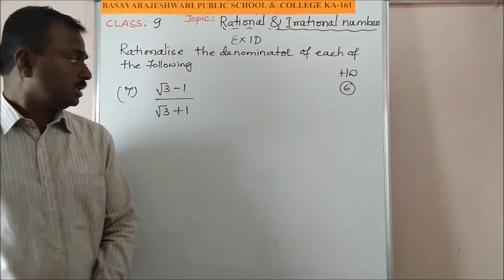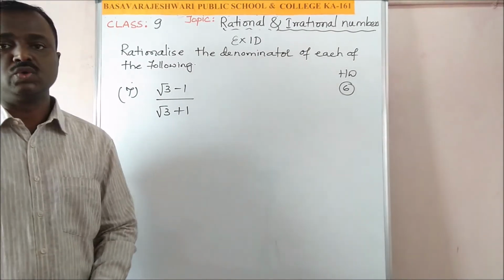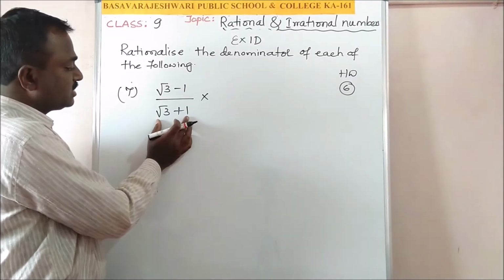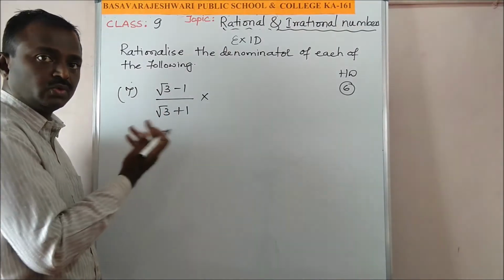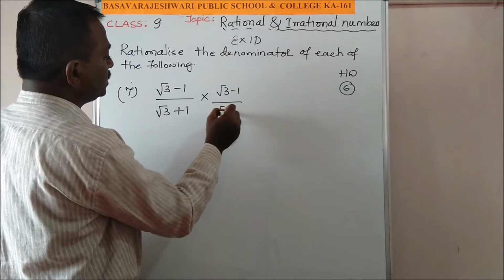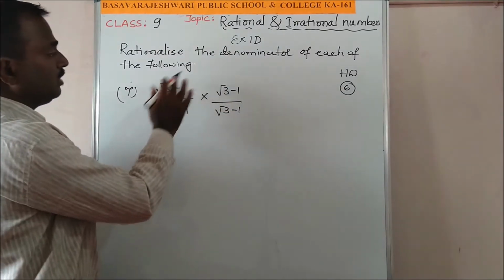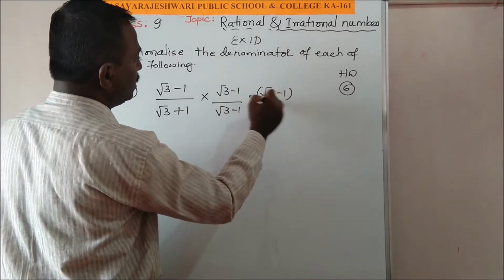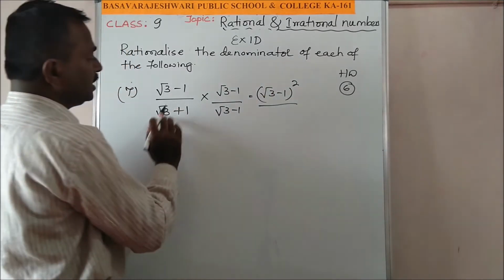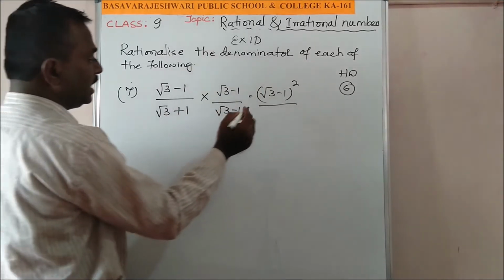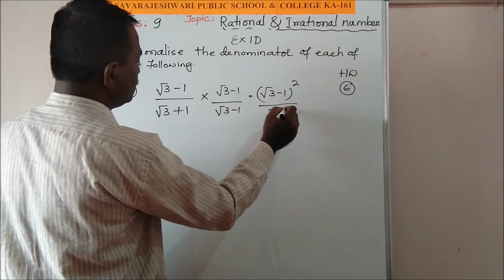Seventh question, root 3 minus 1 by root 3 plus 1. So what is the rationalizing factor of root 3 plus 1? Root 3 minus 1. Root 3 minus 1 by root 3 minus 1. So root 3 minus 1 into root 3 minus 1, root 3 minus 1 whole square, by a plus b into a minus b. A square means root 3 whole square, that is 3, minus 1.